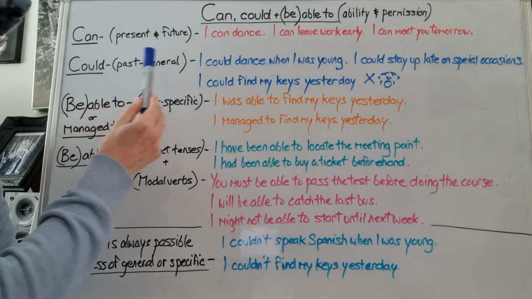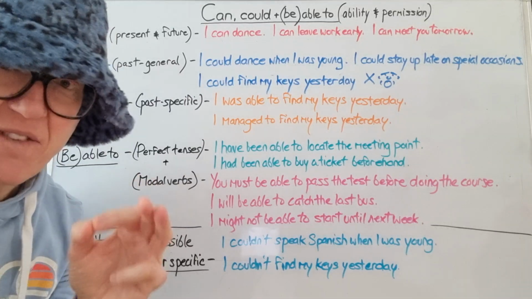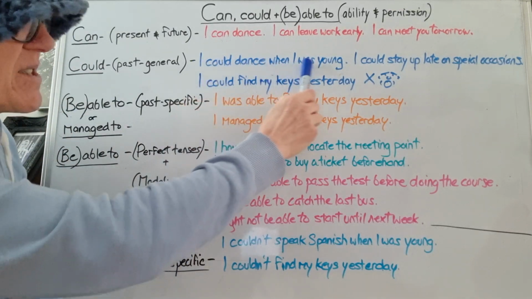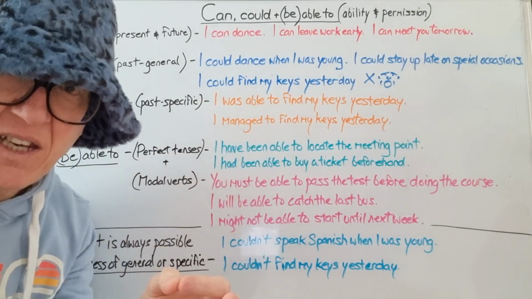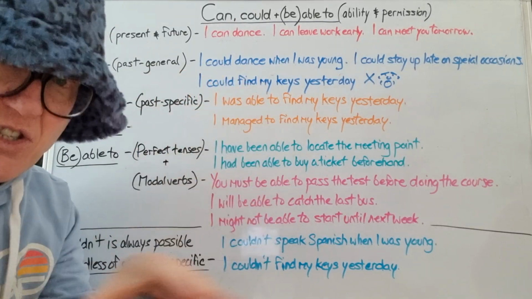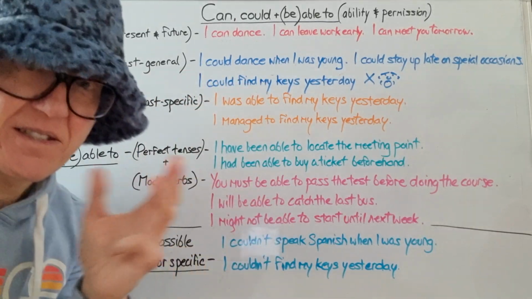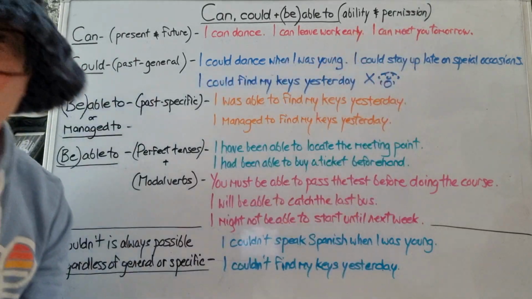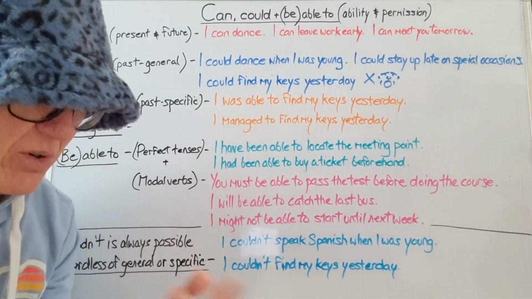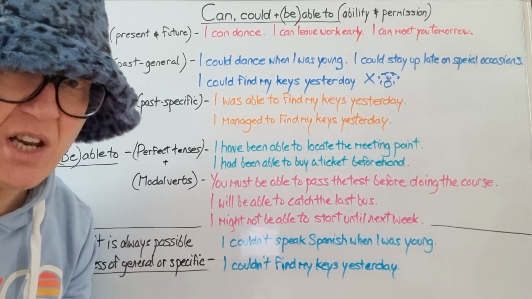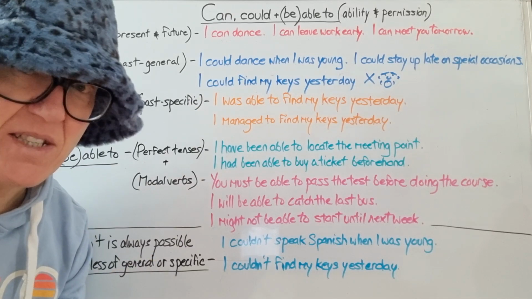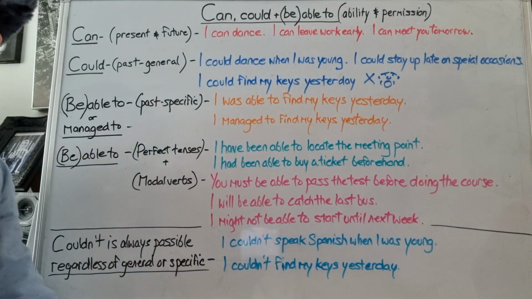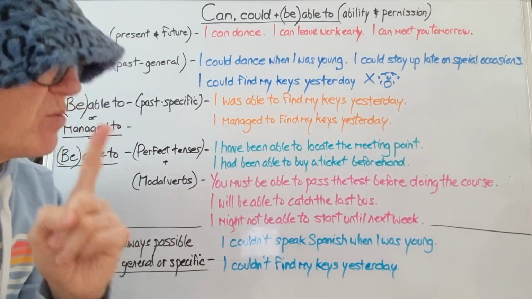Now, could is used for the past, but only for general things, not for specific actions, but for actions in general. For example, I could dance when I was young. Not on a specific day or date, but when I was young in general, I could dance, okay? I can still dance. I could stay up late on special occasions. Now that's permission. For example, when I was young, if there was an important event on TV or in general, and I wasn't at school the next day, then I had permission. I could stay up late on special occasions, generally, not just one event.